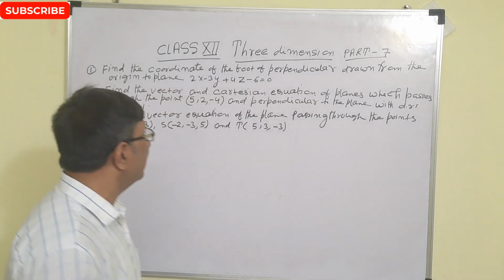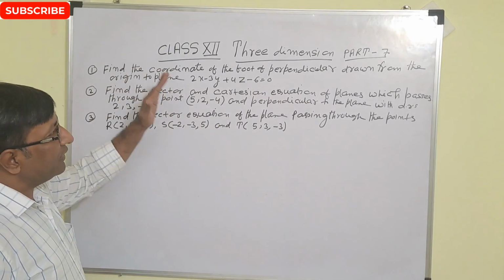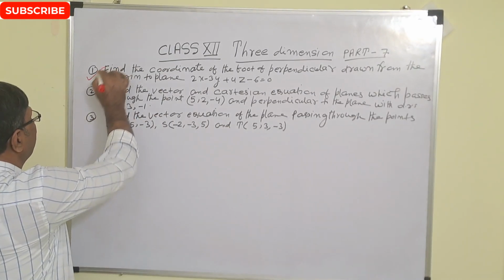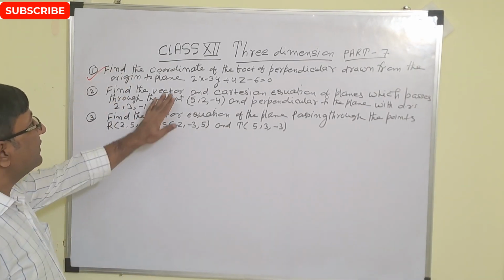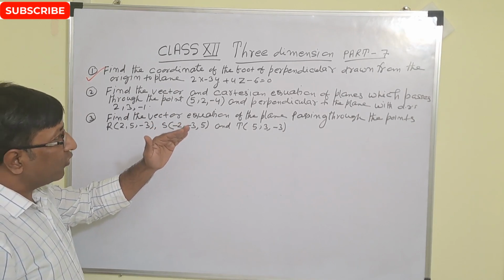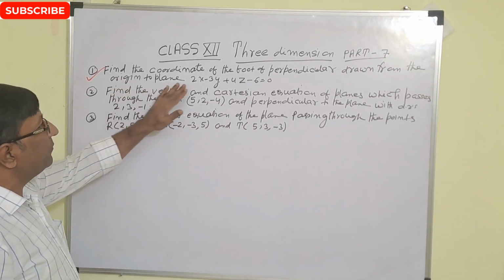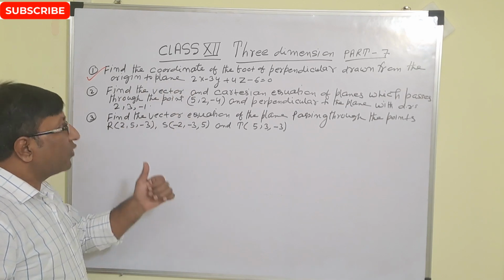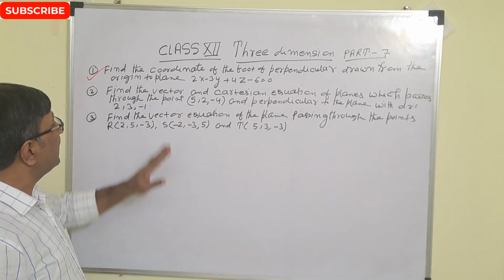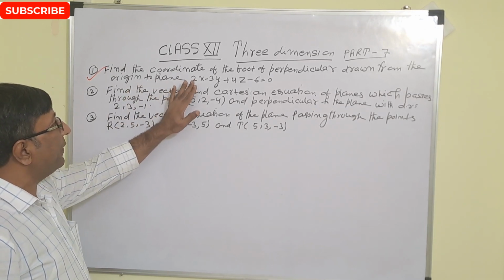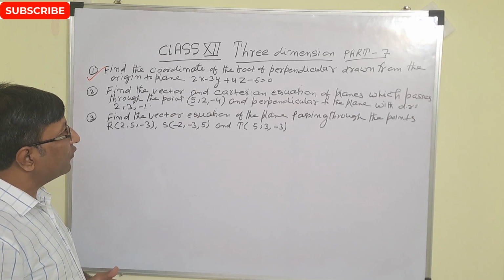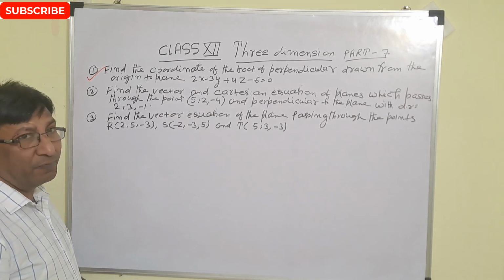Important question. This is class 12 3D, part 7. This is question number one. What is this question? Find the coordinates of the foot of the perpendicular drawn from the origin to the plane. The equation of the plane is given as 2x minus 3y plus 4z minus 6 equal to 0.